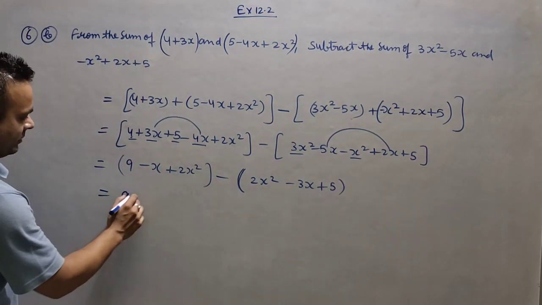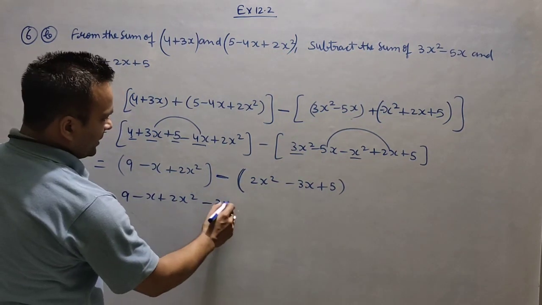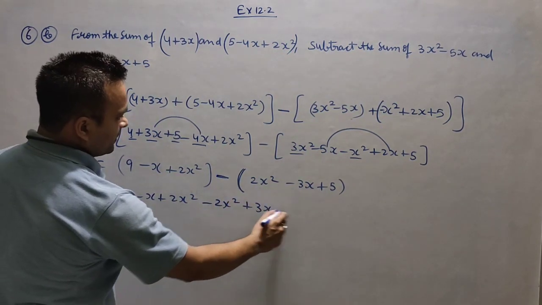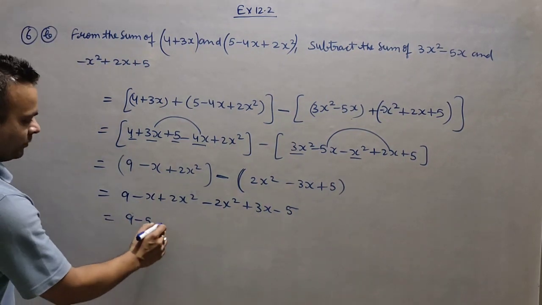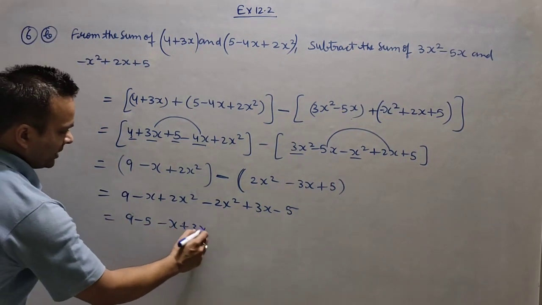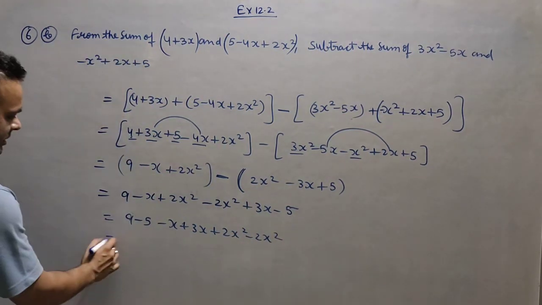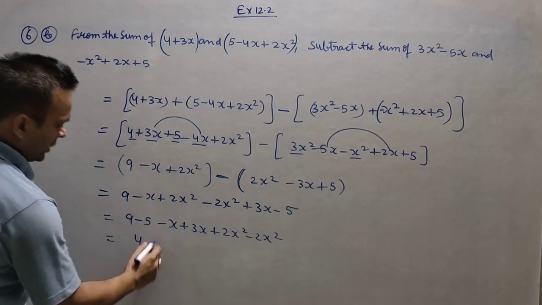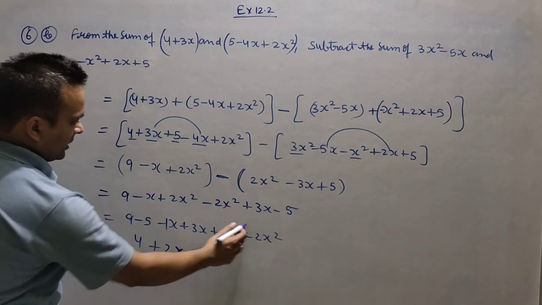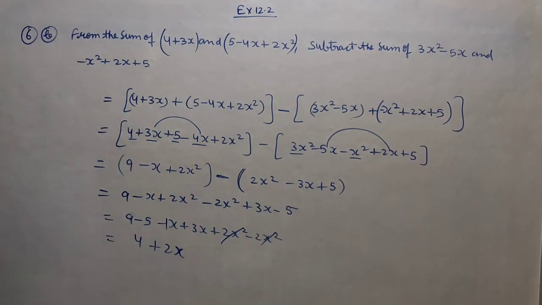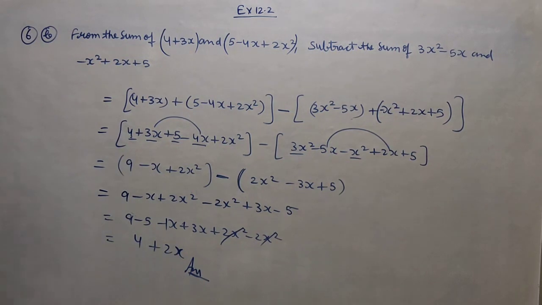Now it will be 9 minus x plus 2x square. Definitely this minus will change the sign, it will be minus, it will be plus, and it will be minus. Now 9 minus 5 I am putting together, minus x plus 3x I am putting together, and 2x square and minus 2x square already are there. 9 minus 5 is 4, it will be 2x because it is 1x, 3 minus 1, 2x, and I think they both will be cancelled because both are equal with opposite signs, and this is your answer.